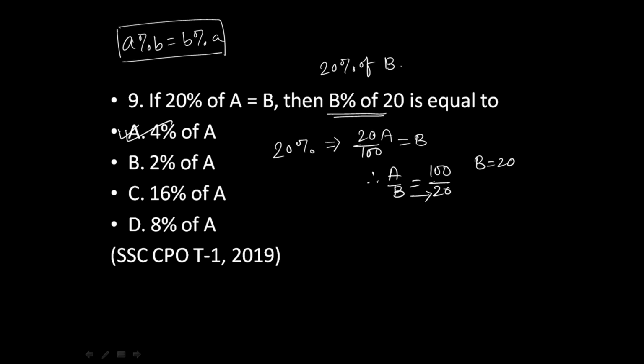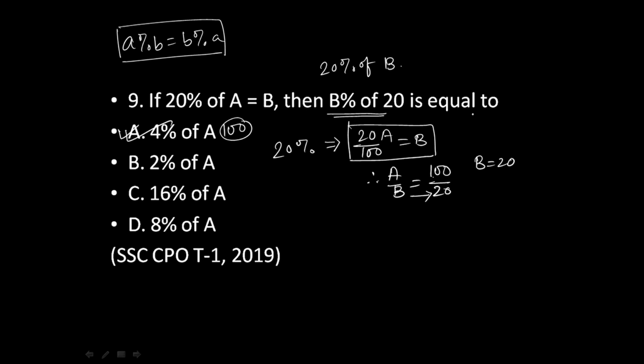Clear? You don't even have to pen this down. 20% of A is equal to B. That means A by B is equal to 100 upon 20. B's value is 20, right? It says B percent of 20 means 20% of B. So 20% of 20 means what? 4. So what is it? It's 4% of A. If A is 100, then it will be 4% of 100, which means 4% of A. I hope this is clear to you. If you have any confusion regarding this question, you should ask. Feel free to ask.